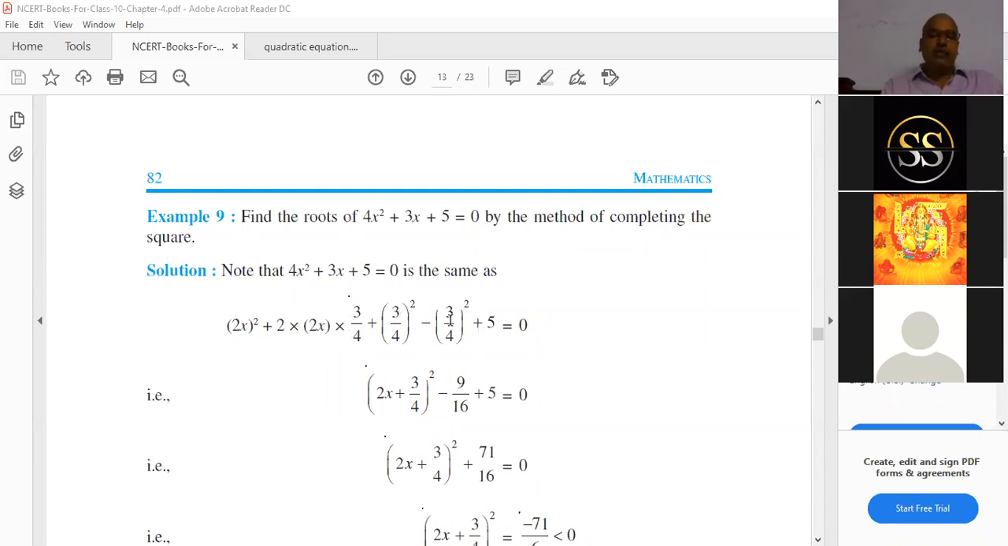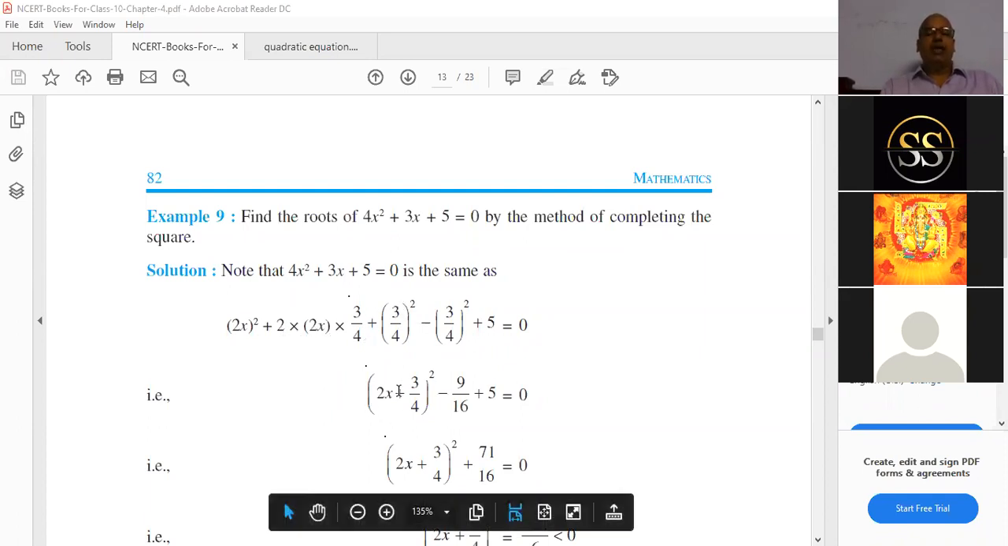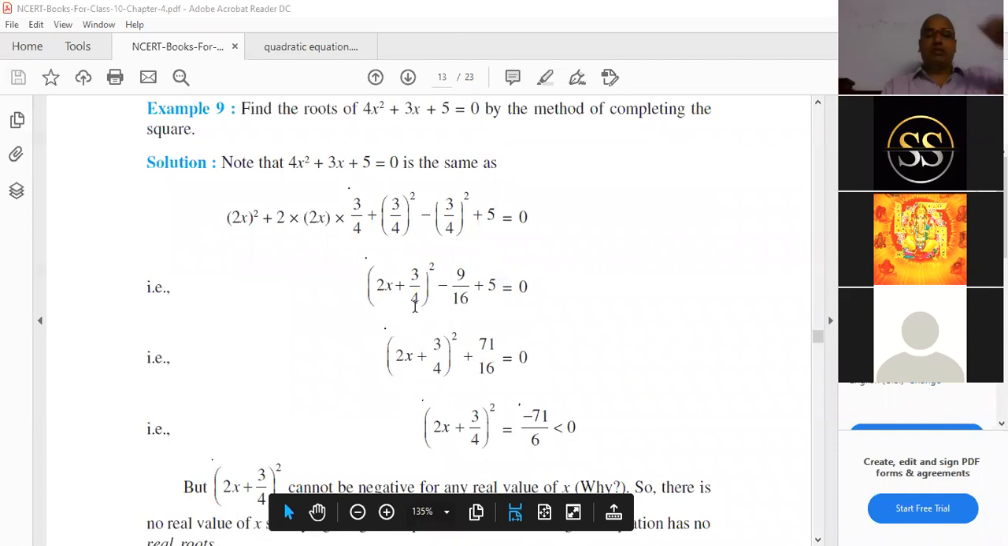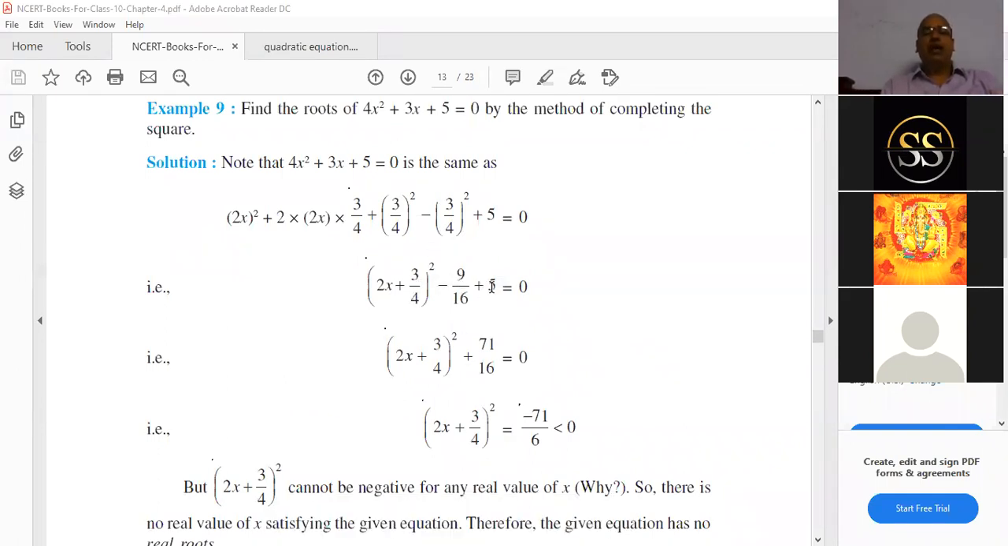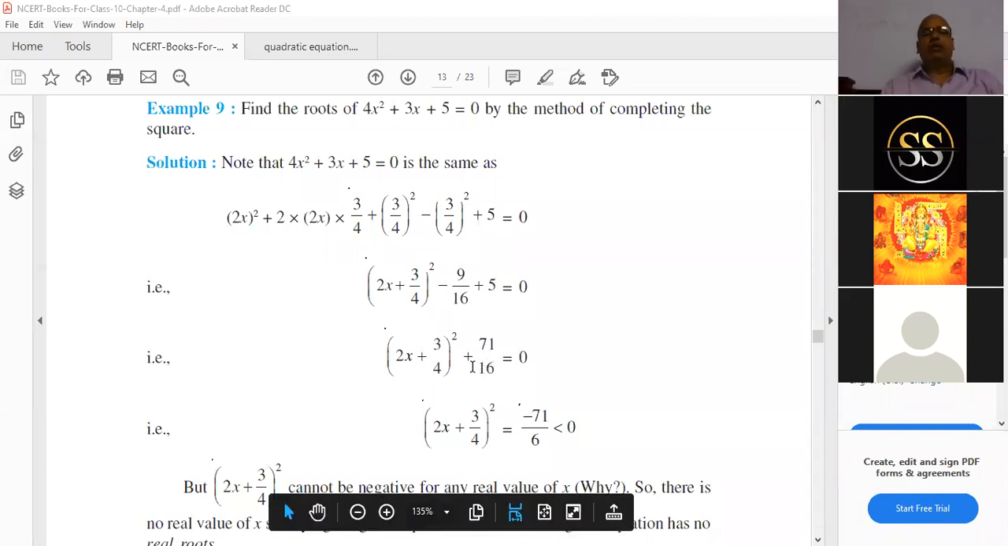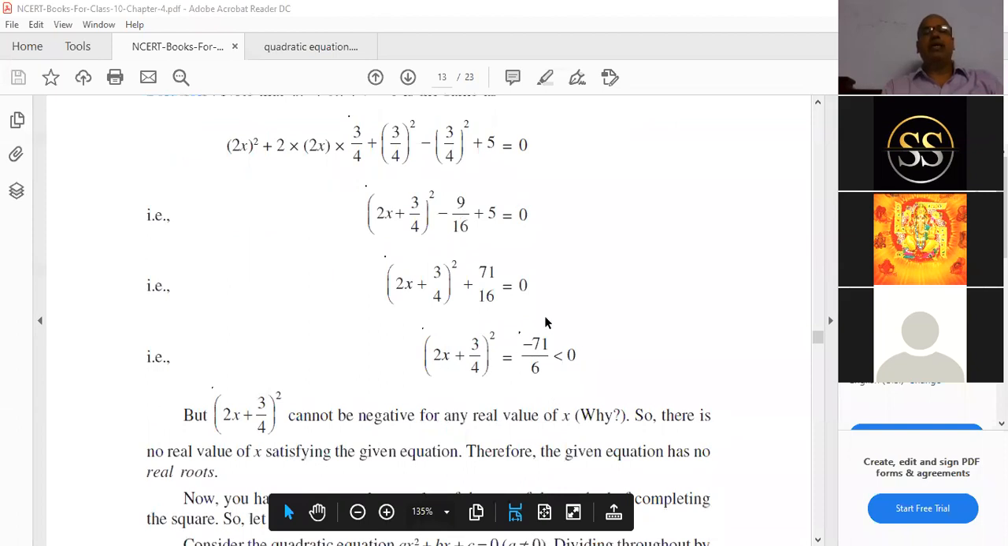Plus b square minus b square compulsorily. Plus 5 is there in the question. Up to these three steps, a square plus 2ab plus b square means a plus b whole square: 2x plus 3 by 4 whole square minus 3 by 4 whole square, which is minus 9 by 16, plus 5 equal to 0. Then you can do LCM. 16 fives are 80, 80 minus 9 is 71, 71 by 16. Then transpose: equal to minus 71 by 16.